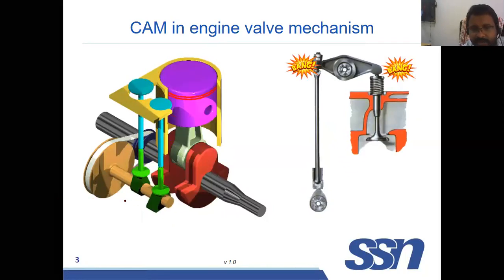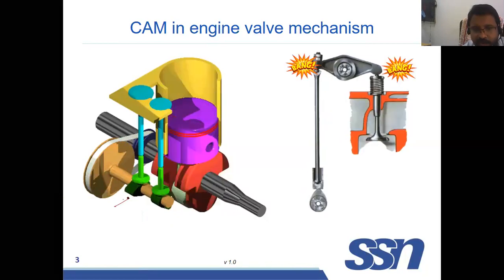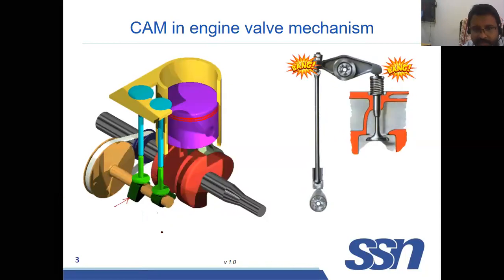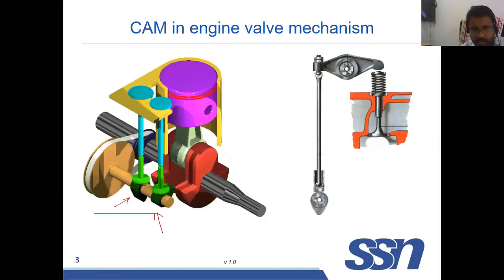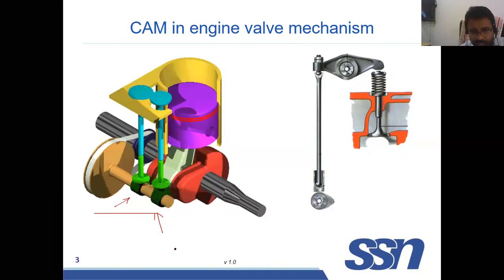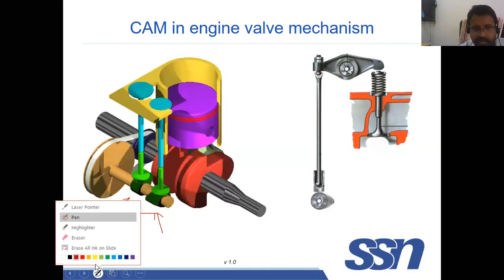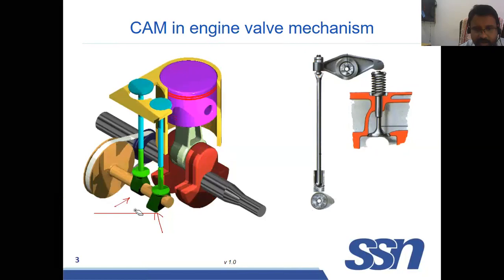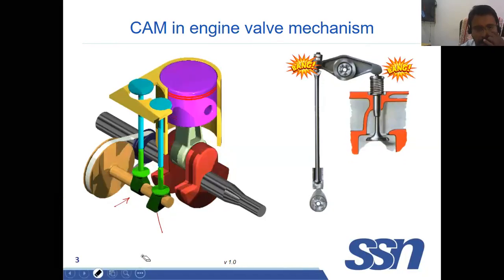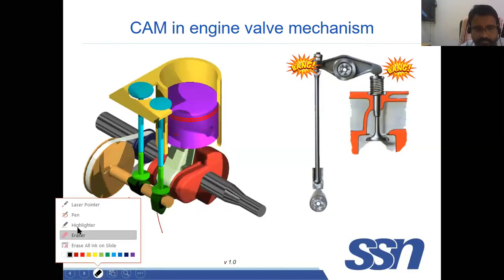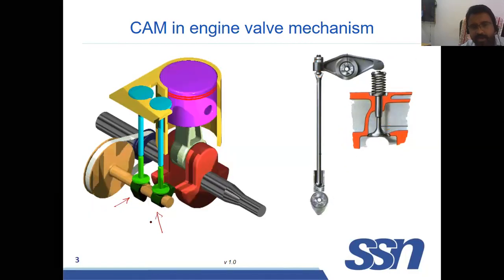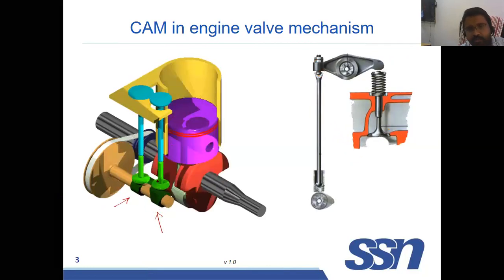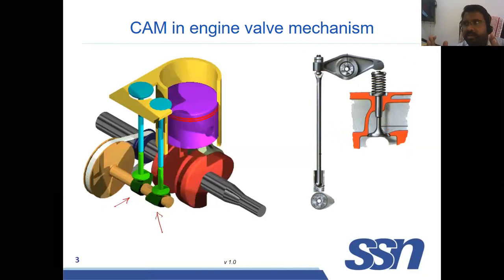So I'm giving a tick over here. I'm going to show an arrow here to show where the cam is. Okay, so this is where the cam is located. These two cams, you can see in the engine. What is the main function of the engine?